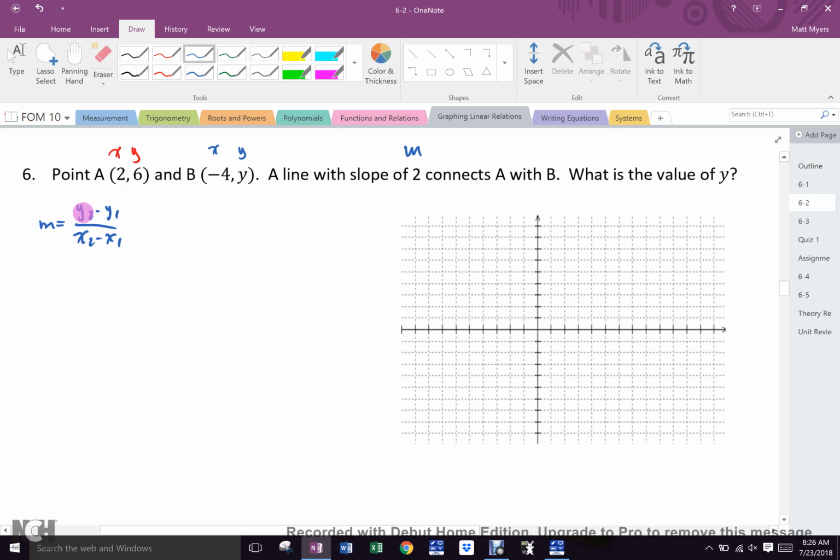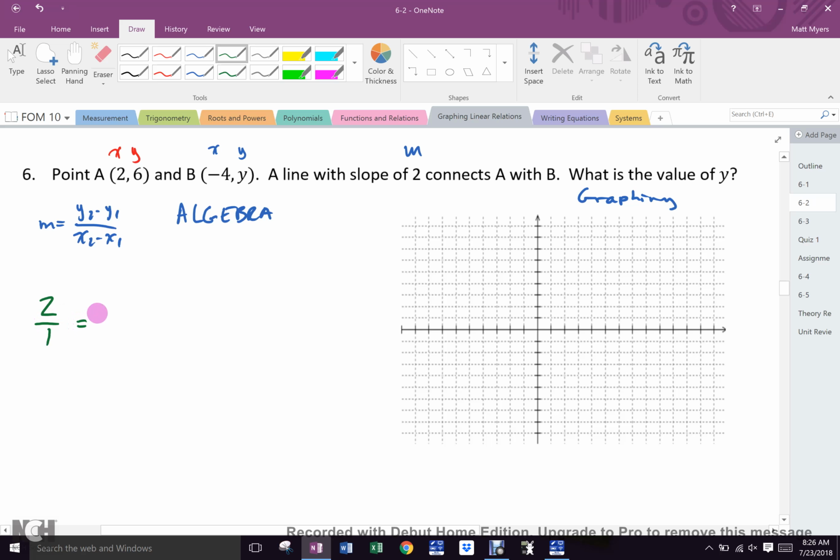Now, again, we're going to do this twice. One, we're going to do this algebraically. We're going to do this with algebra. And over here, we're going to do it with graphing. So let's start with the algebra. What's our m? What's 2 really? 2 over 1, because slope is rise over run, right?